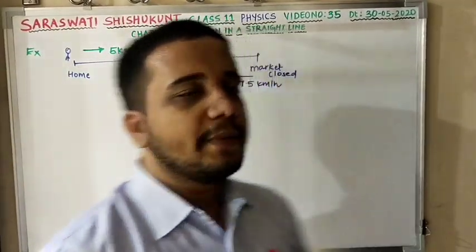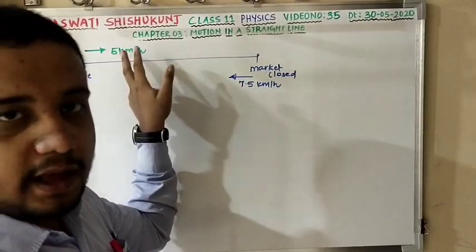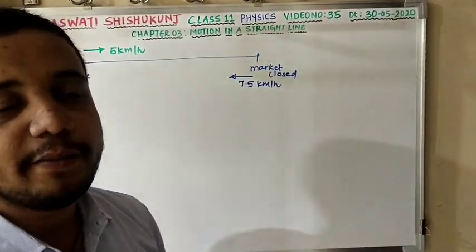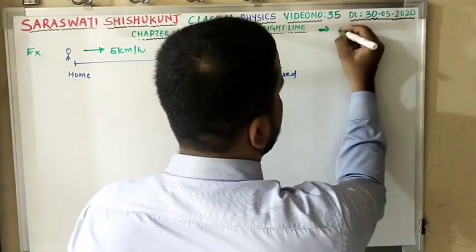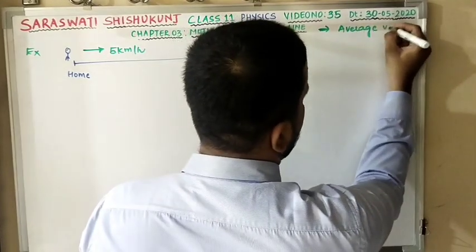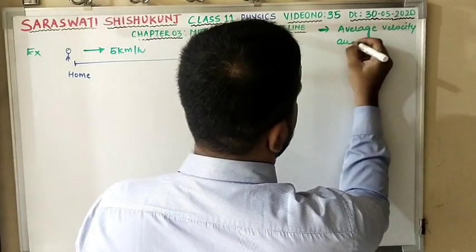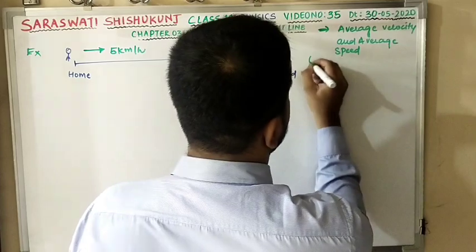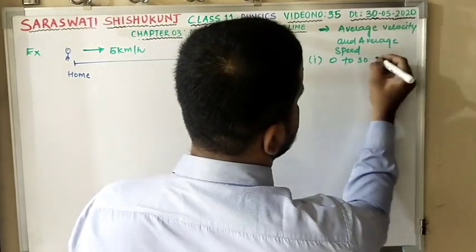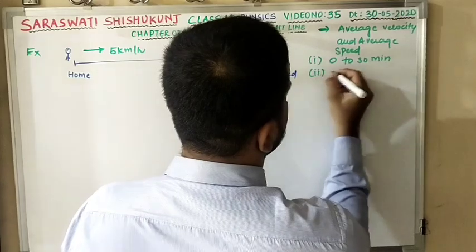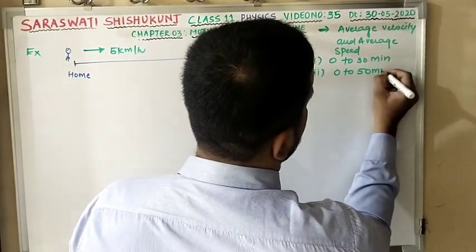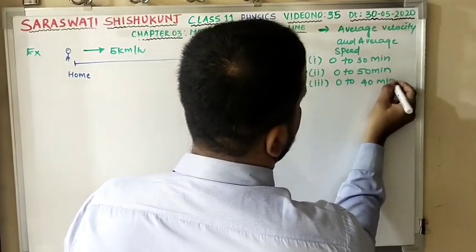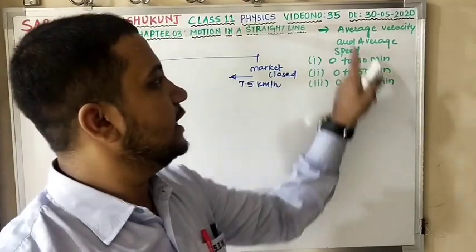Home, market. A person is moving from home to market with a speed of 5 km per hour, and then sees the market is closed and moves back home with a speed of 7.5 km per hour. They are asking to calculate average velocity and average speed for the following time intervals. Number 1, 0 to 30 minutes. Number 2, 0 to 50 minutes. And number 3, 0 to 40 minutes.